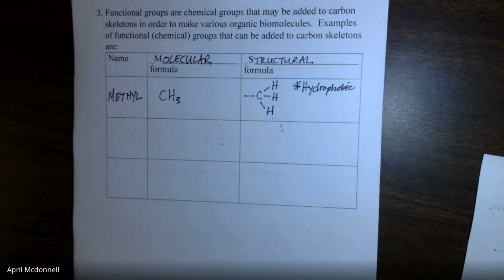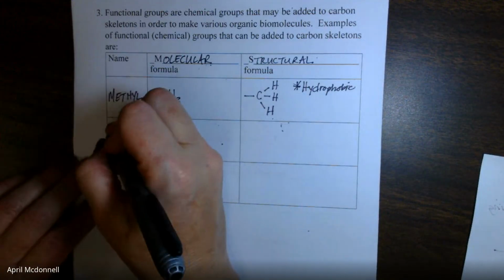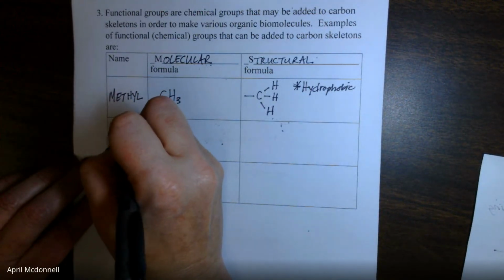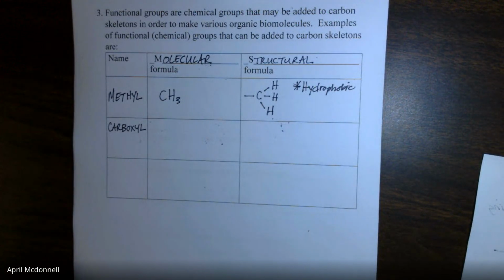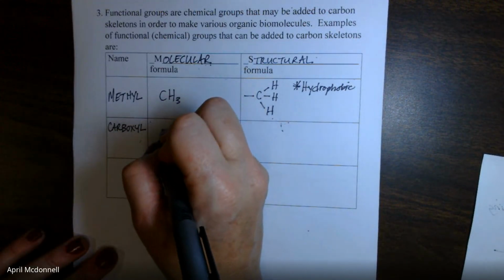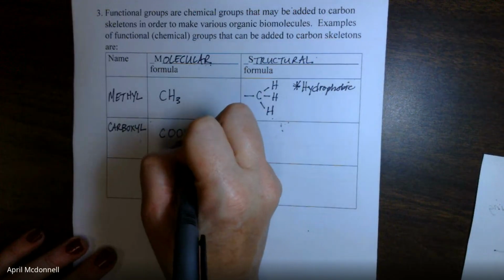Our second functional group is going to be called carboxyl. It is sometimes also called a carboxylic acid. The molecular formula looks a little strange.